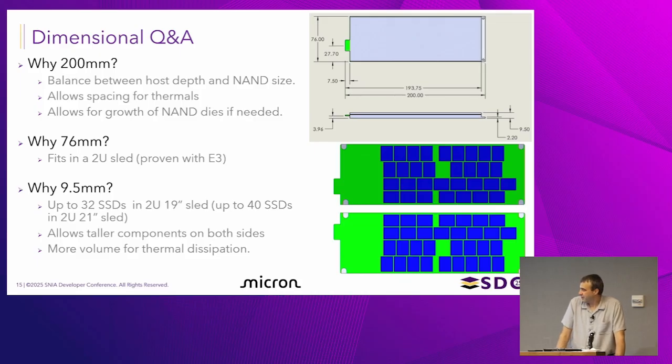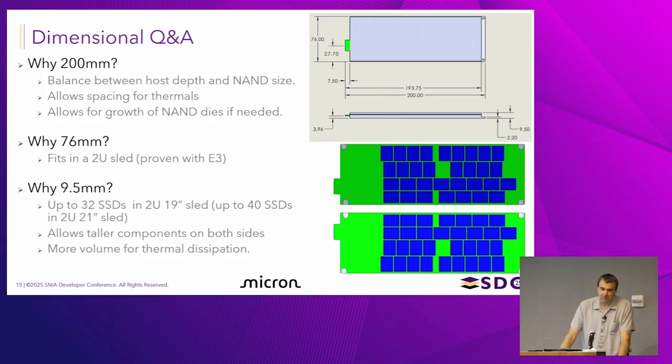Why 76 millimeters? Well, this was a no-brainer. If it's in a 2-year sled, this has been proven on E3, and don't break what's not broken. But what we did break is we went to 9.5 millimeter, which broke some of the stuff that's done on E3. But we had to do that.